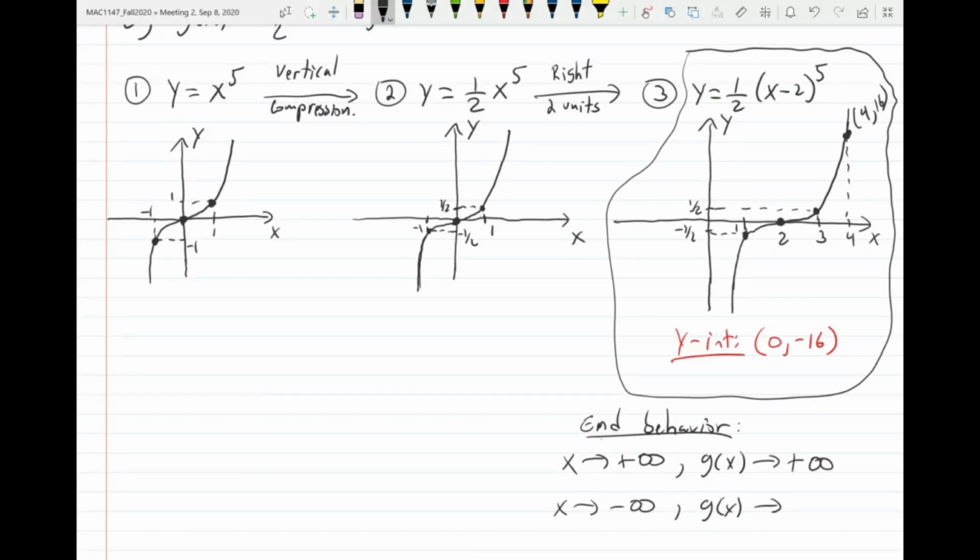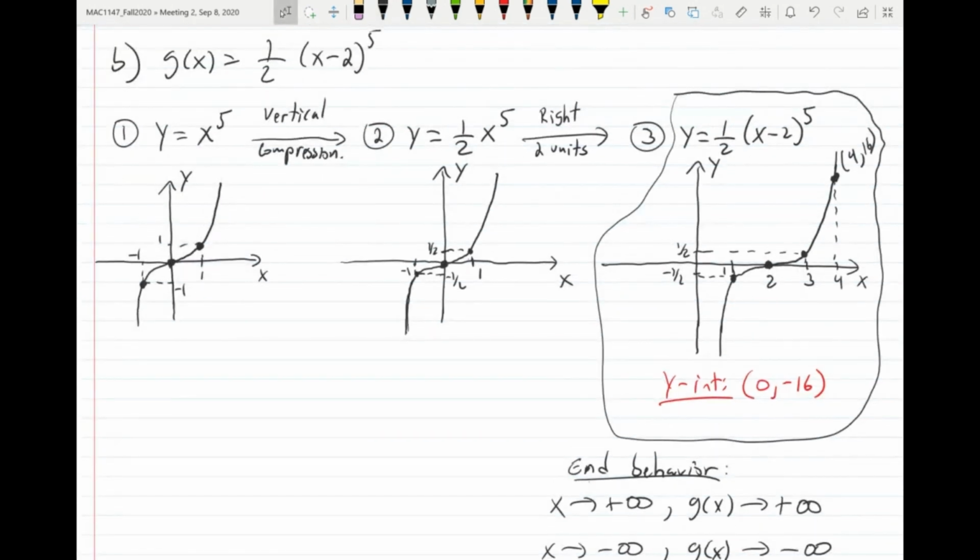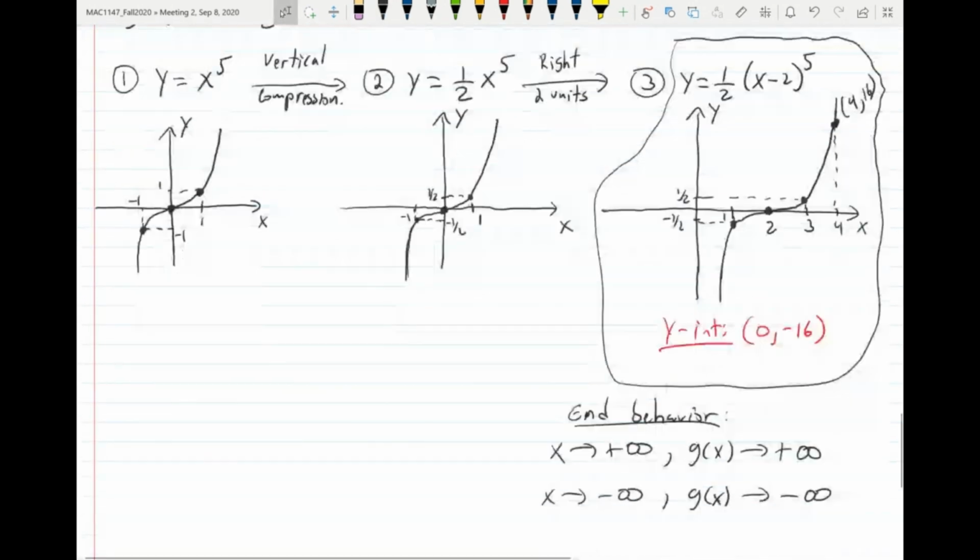So like Maria is pointing out, as x increases, the y increases. All right. How about x approaching negative infinity? What can we say about g? It goes to negative infinity. Very good. Very good. Okay. So questions about graphing power functions and their end behavior. Do you understand how to do this?